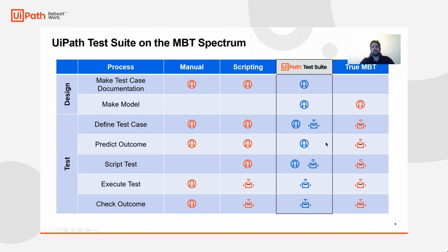With Test Suite, we take more of a hybrid approach. You have the option of either creating test case documentation or a model with things like state machines. However, defining the test case is a bit more automated because AI is involved to help identify objects, and scripting of the test is a bit more automated because you can take advantage of features like data-driven testing and execution templates to help with the generation of your test automations.